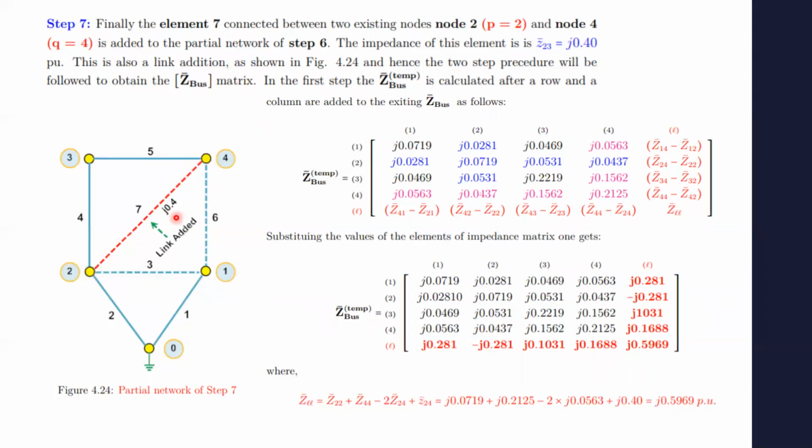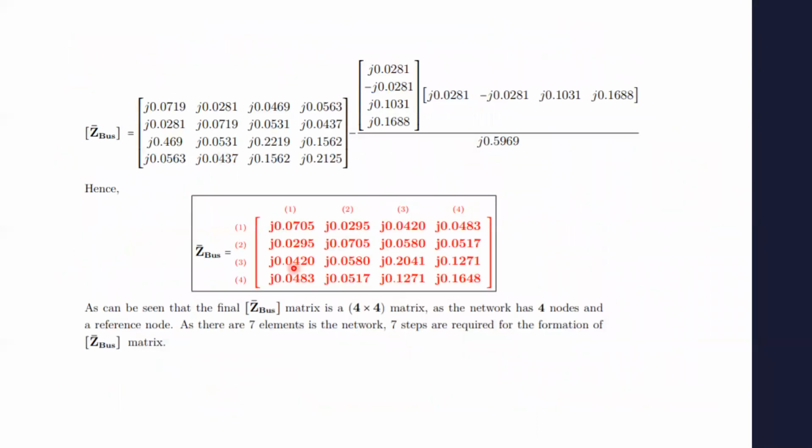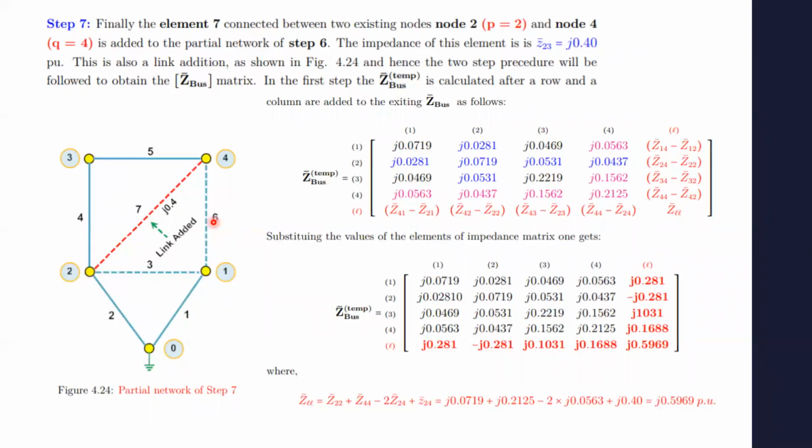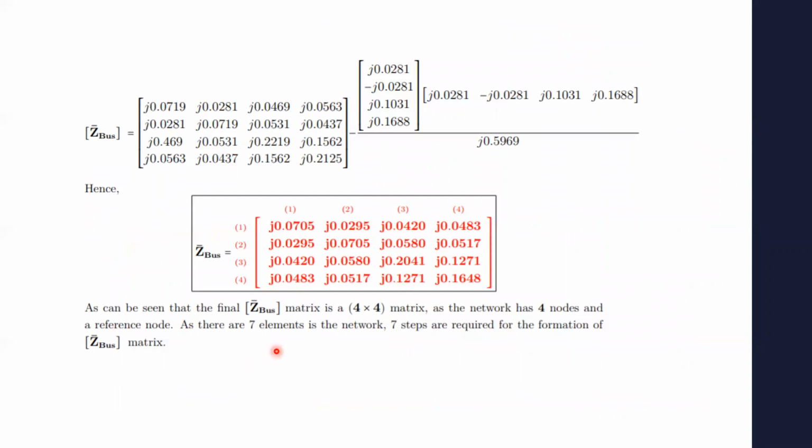Now step 7, the final step, is coming, in which we add a link between two existing nodes 2 and 4, just like in step 6. We will find the temporary Z-bus matrix. In that temporary Z-bus matrix, we'll put in the values, and then we'll reduce it to a 4 cross 4 matrix. Now we can verify that this is a 4 cross 4 matrix, which means that there are 1, 2, 3, 4 branches and 3 links. So 4 branches means 4 cross 4 matrix. As can be seen, the final Z-bus is a 4 cross 4 matrix, as the network has 4 nodes and a reference node. There are 7 elements in the network.